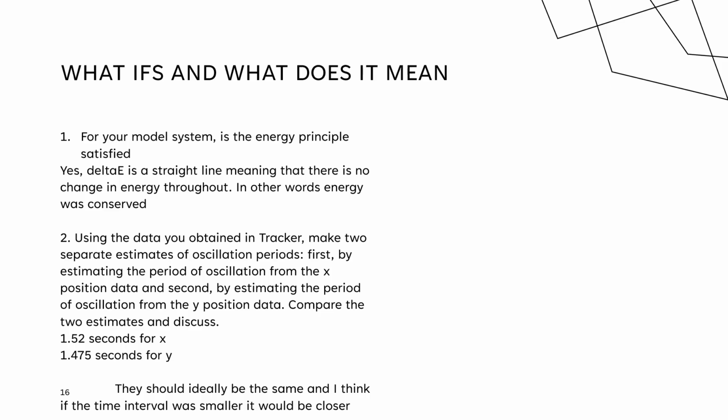And then for number 2, using our data and tracker, let's estimate the oscillation period from the x position and then the y position. And so it was 1.52 seconds for the x and 1.475 seconds for the y, but they both should ideally be the same. And I think if the time interval was smaller, then we would be able to find the exact values where both of them are returning to normal, and that should correspond to the perfect value.